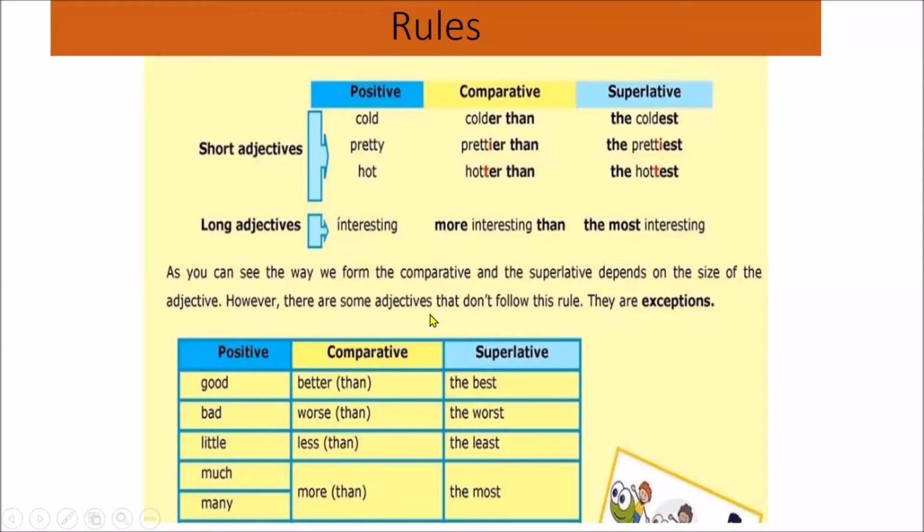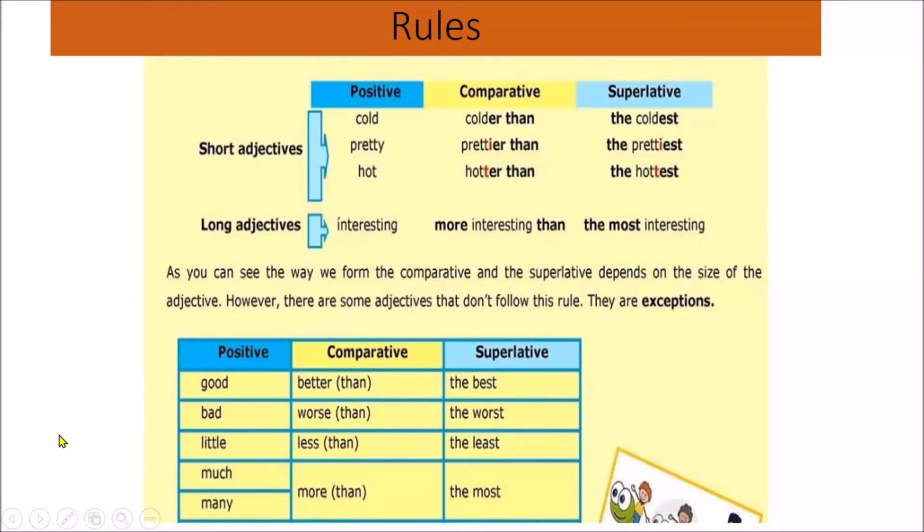However, there are some adjectives that don't follow the rules. There are a few exceptions where we don't have to follow any rule. We need to learn them by heart. They don't have any pattern. Positive, comparative and superlative, all the forms are totally different from each other. So these are called exceptional adjectives. For example, you can see here good, better, the best, bad, worse, the worst, little, less, least, much or many, more, the most. Here you can see the positive is completely different from the comparative and superlative. So all the forms are different in exceptional adjectives.